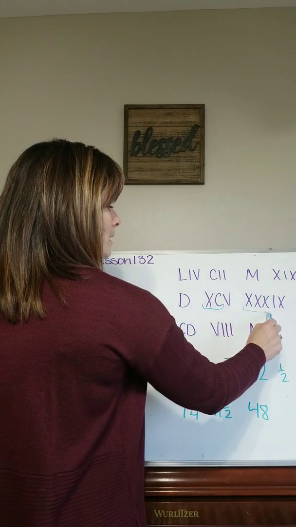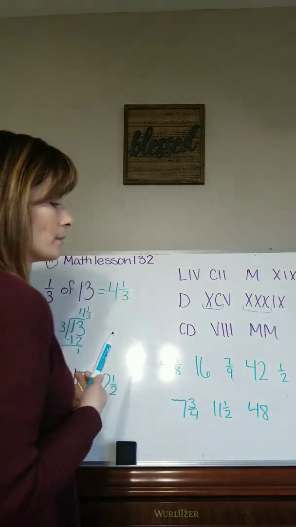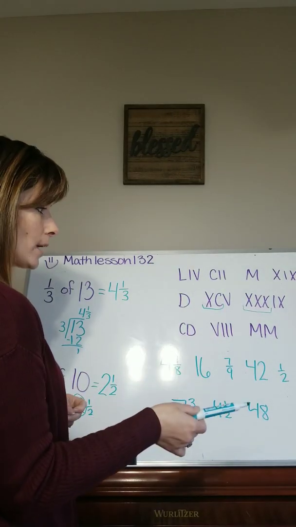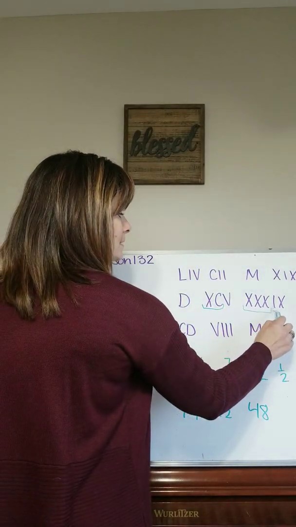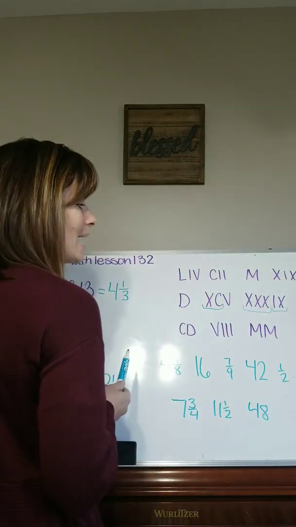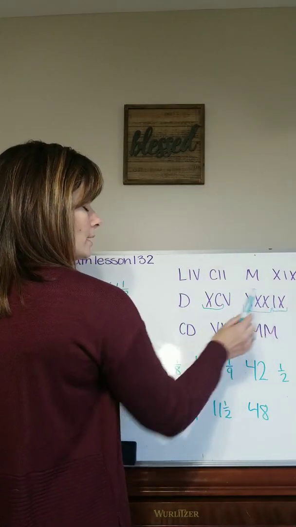All right, this one, 3 X's in a row, what would that be? Count by tens, 10, 20, 30. And then we said IX is taking away from the X would be 9. So put that together, 39.